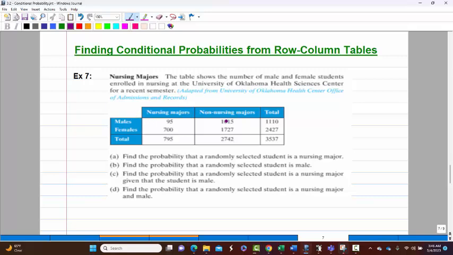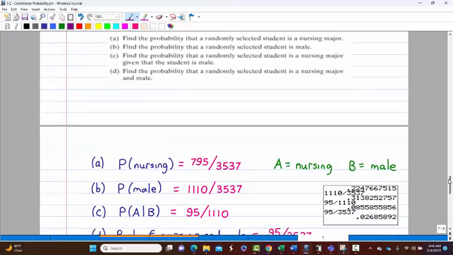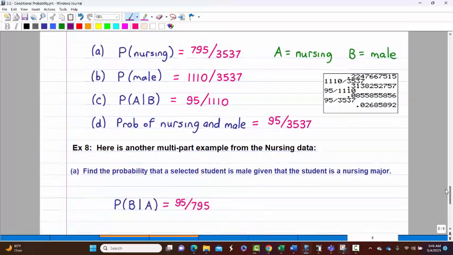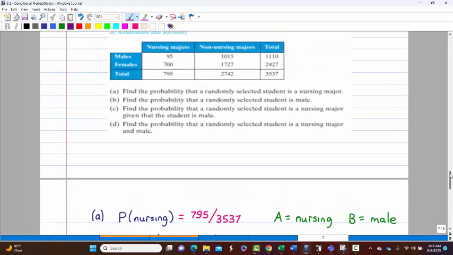Male non-nursing is 1015. Female non-nursing is 1727. Okay, so please forgive my flub there, but now we got it. So those are actually ands. Okay. So let's take a look at this.